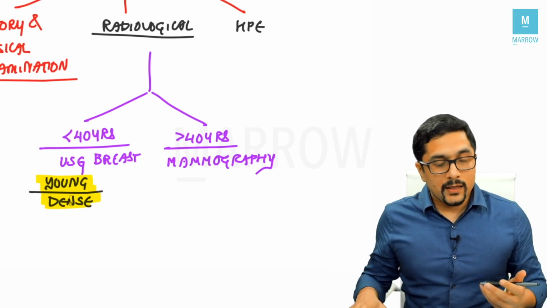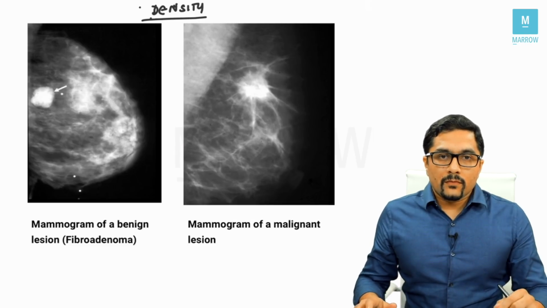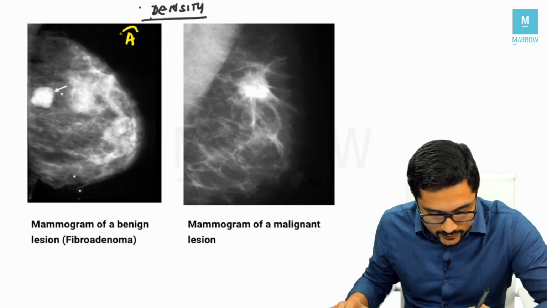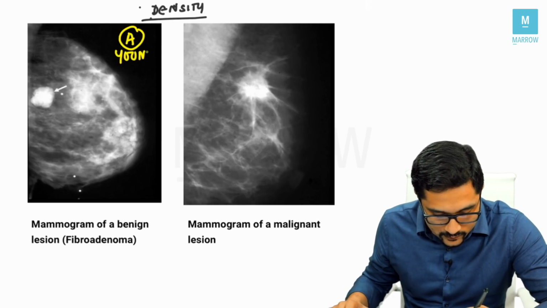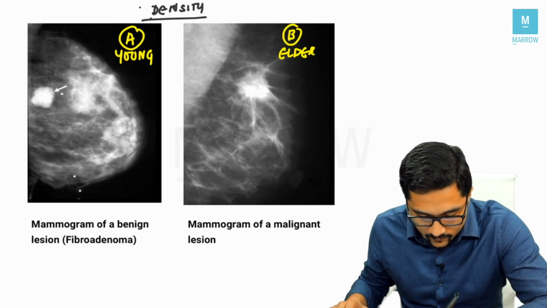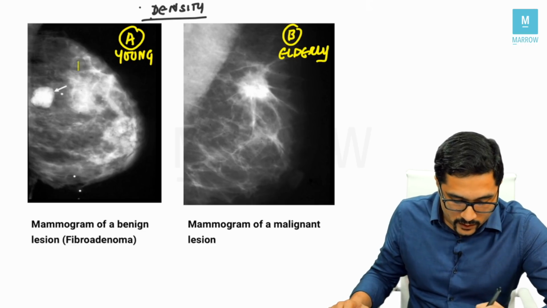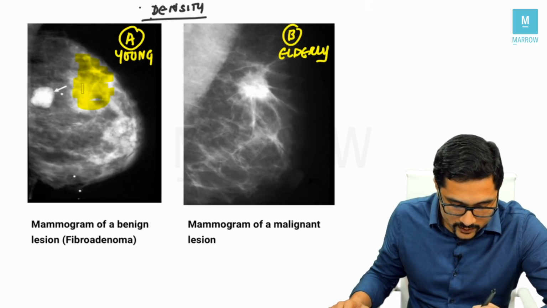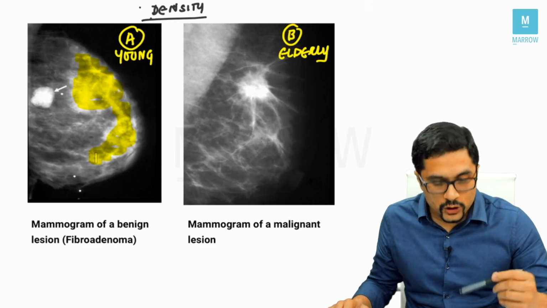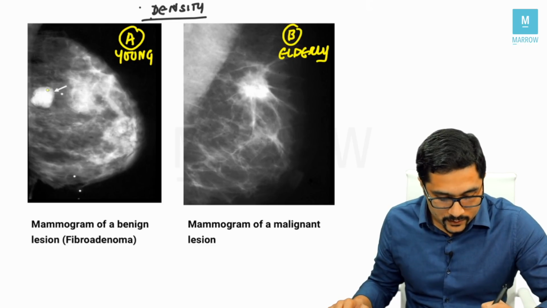What exactly do I mean by this statement? Let me just show you an example. So let's look at this example now. This is patient A. She's a young patient. And this is patient B. She's an elderly patient. So in a young patient, I want you to observe, can you observe all this whitish tissue? All this white tissue which you can see here is dense breast tissue. And this lady has a lump as well.